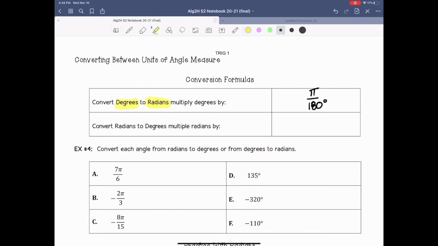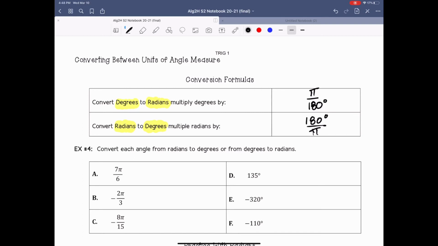Now, to do the opposite, we're literally just going to multiply by the reciprocal. So from radians to degrees, we're going to multiply by 180 over pi. And once again, this is just like multiplying by 1 because 180 and pi are the same measure.